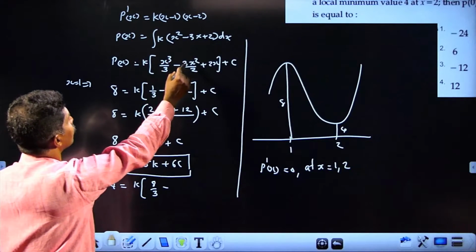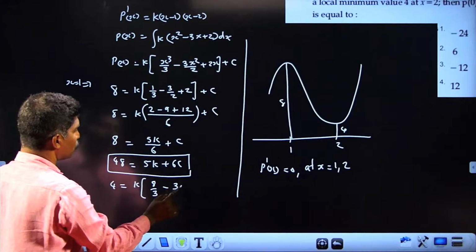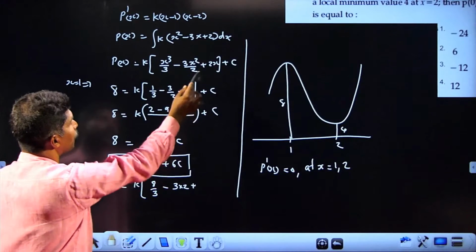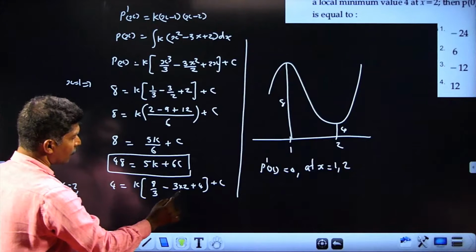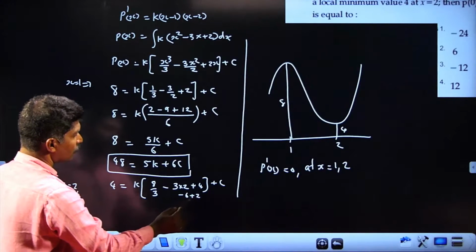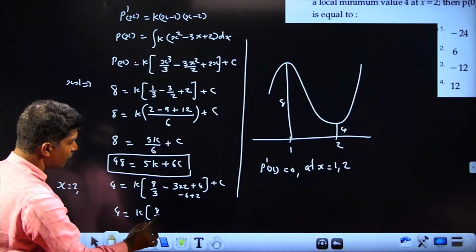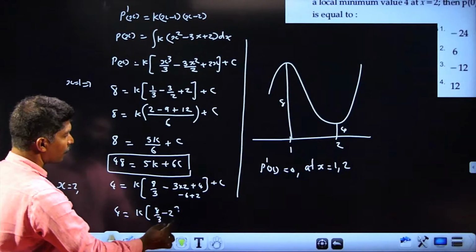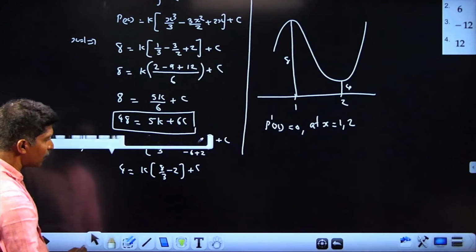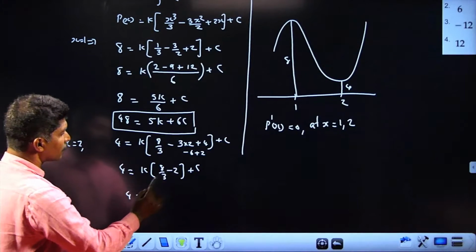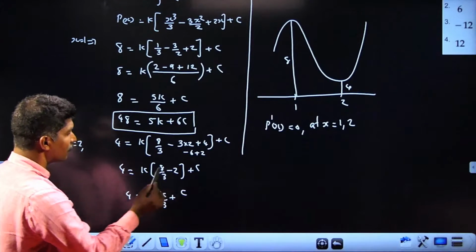minus 3 into 4 by 2, 4 by 2 is 2, plus 2 into 2, 4, plus C. This is actually negative 6 plus 2, minus 2 is there. So 4 is equal to K into 8 by 3 minus 2 plus C. That is 4 is equal to, here 8 minus 6, 2K by 3 plus C.